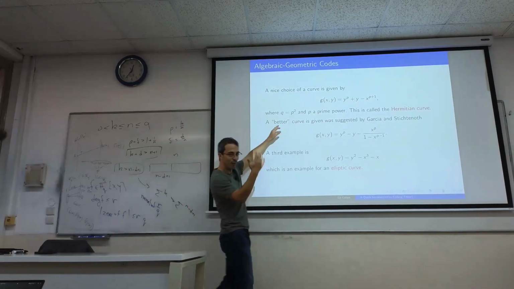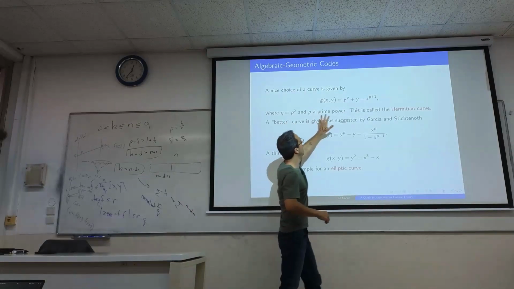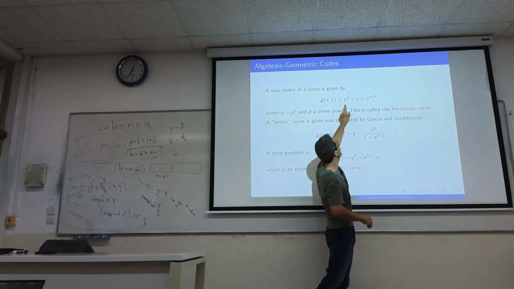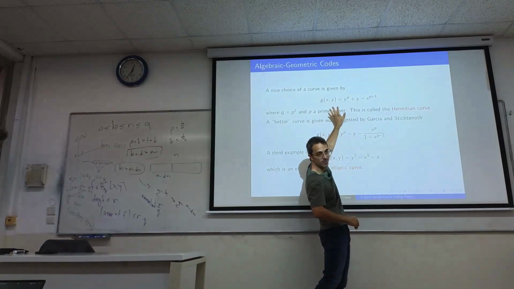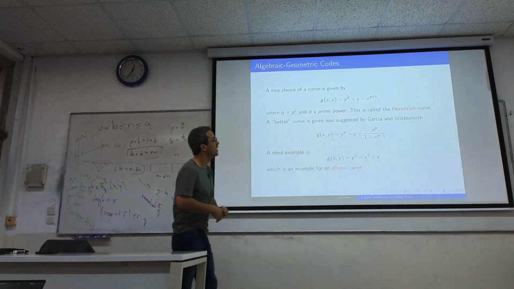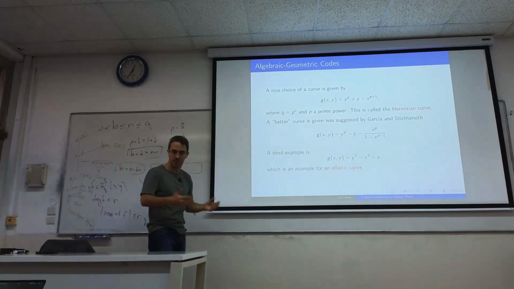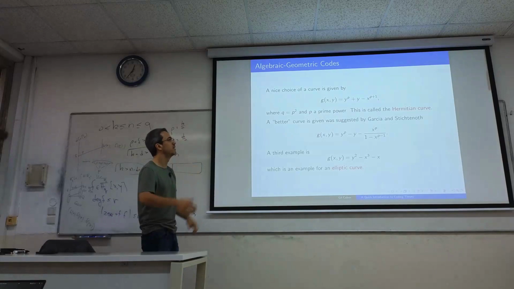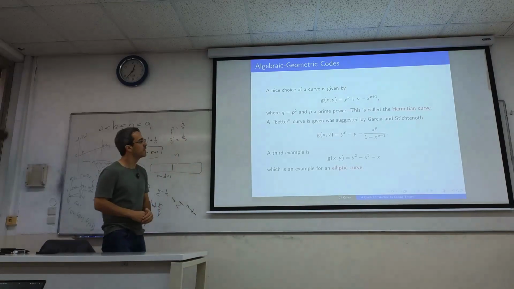So you have P to the fourth elements, or Q squared elements, in the plane, and this is the curve that you're considering. So you need to kind of take the square root of the size of the field. So that's why I require it to be even. And this is called the Hermitian curve. It's a really nice, important, symmetric curve.